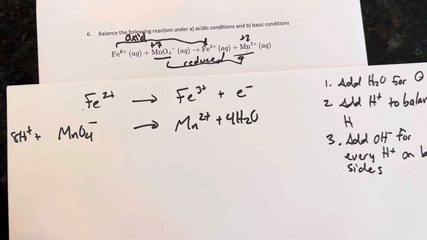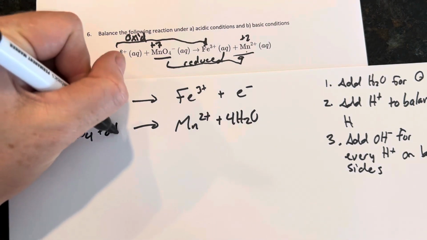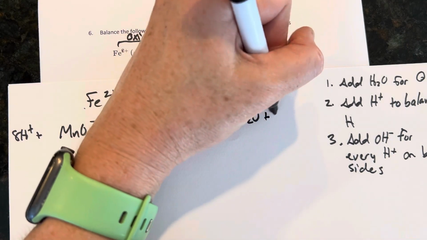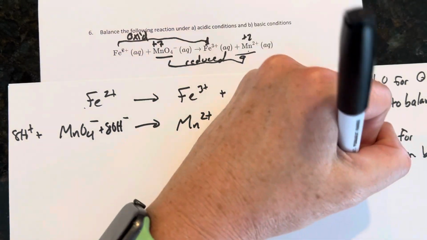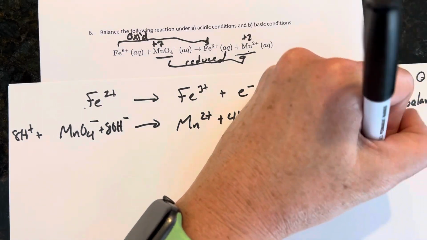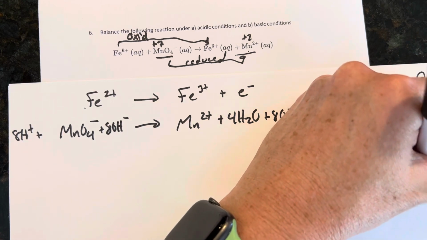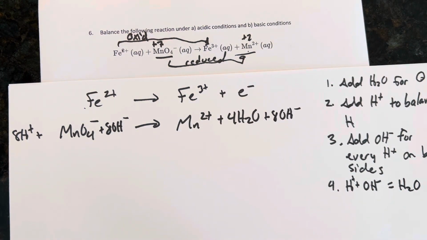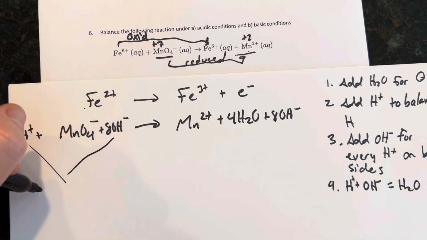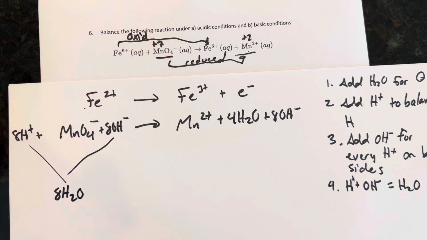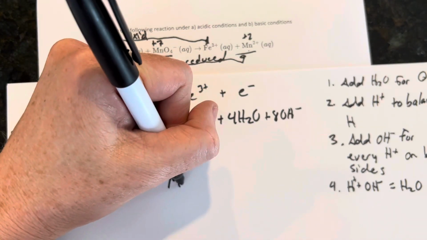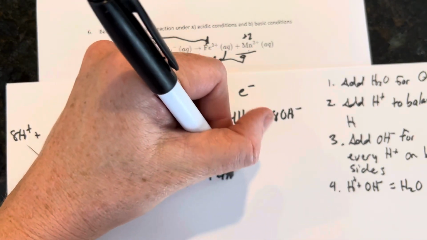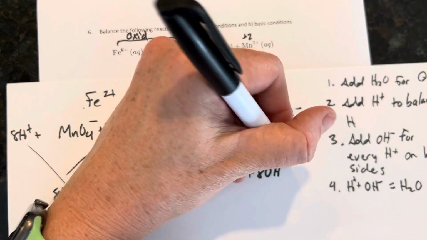So over here I added 8 H pluses, so I want to add 8 OH minuses to both sides. Step number 4, H plus OH minus equals water. For every H plus you have and every OH minus you have, you change them into water. So here I have 8 H pluses and 8 OH minuses. In other words, I have 8 waters plus MnO4, yielding Mn2 plus 4 H2O plus 8 OH minus.